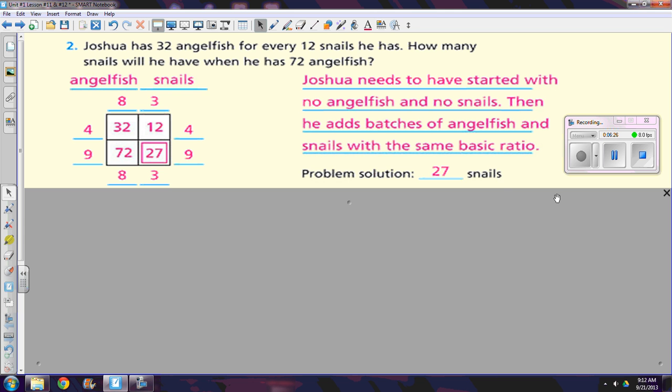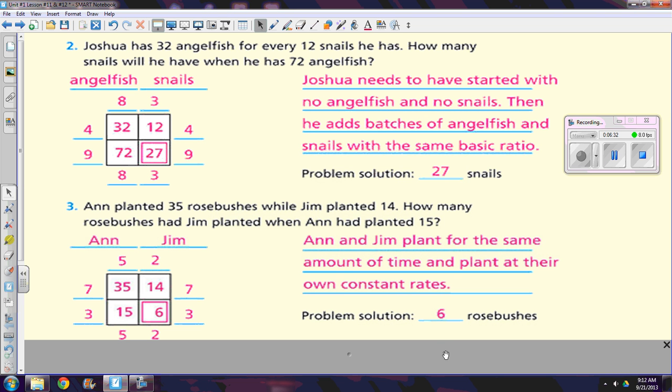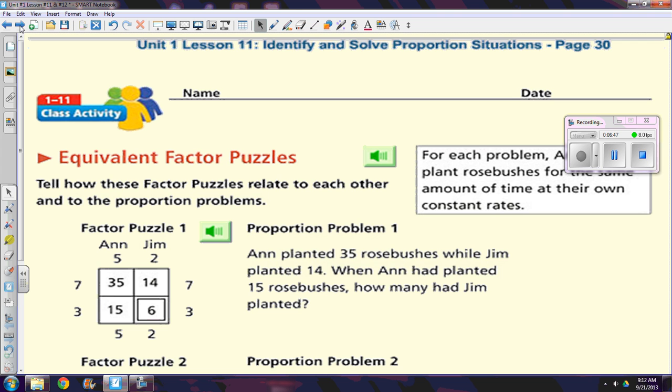We will skip number 3 because I think you hopefully have the idea by now. If we were to do number 3, and you don't have to copy this down, the write-up would be 5 to 2, and it says Ann and Jim plant for the same amount of time and plant at their own constant rate. So again, it's that constant rate deal that they're looking for here.